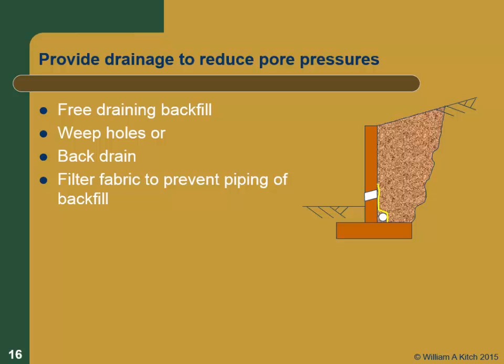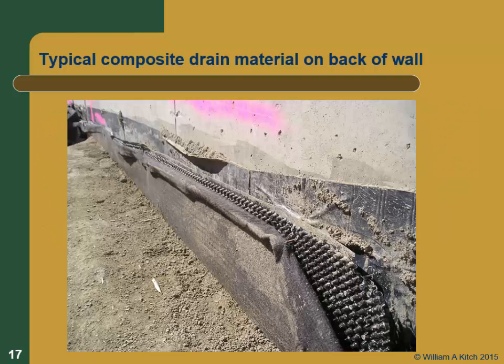I've seen a great picture of a retaining wall that right in front of every weep hole there was a little alluvial fan deposit from all the soil that was being piped out behind the wall through the weep holes. Probably not a good idea. So make sure you've got a filter fabric there to prevent it. You can use composite drain material on the back of the wall, and I'll show you a picture of that. And if I remember next time, I'll bring a piece of it in.